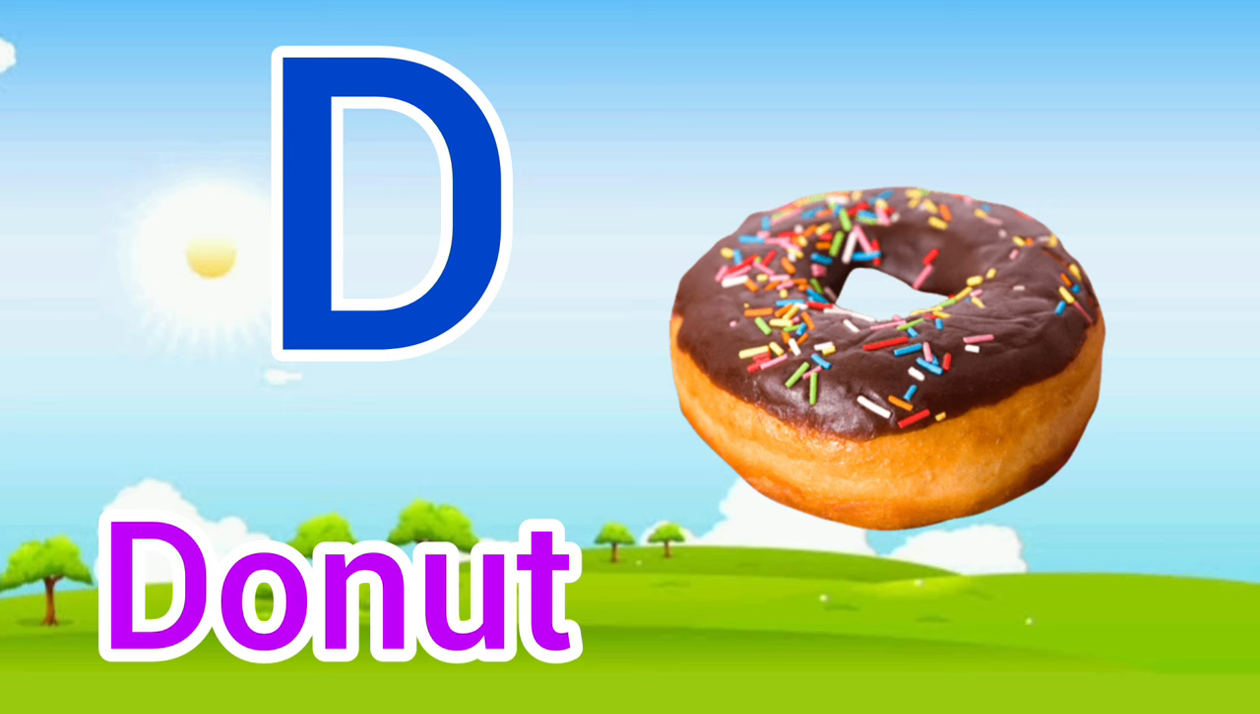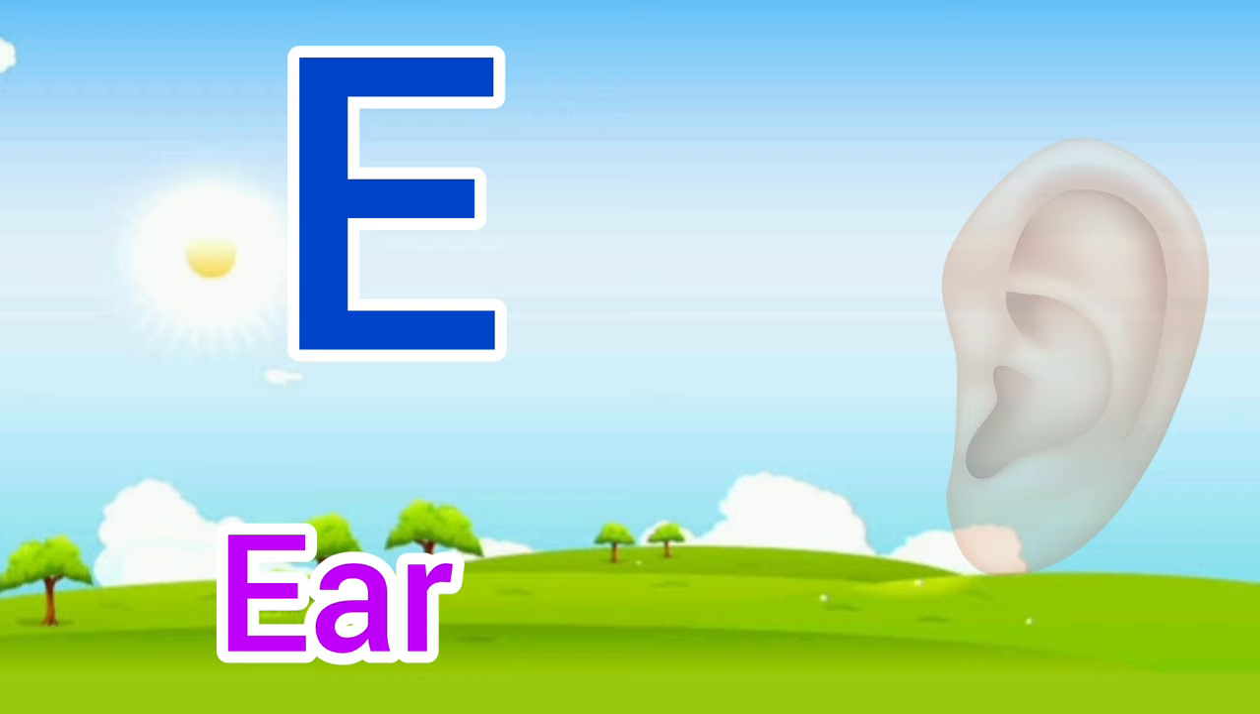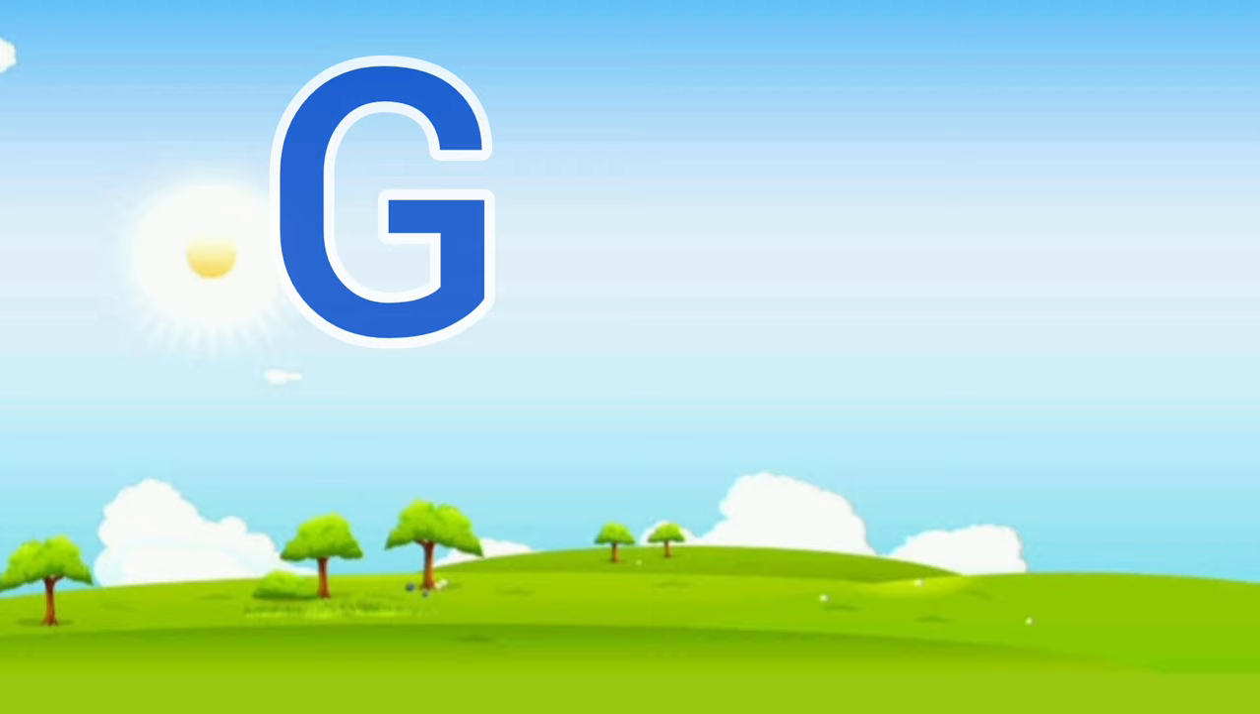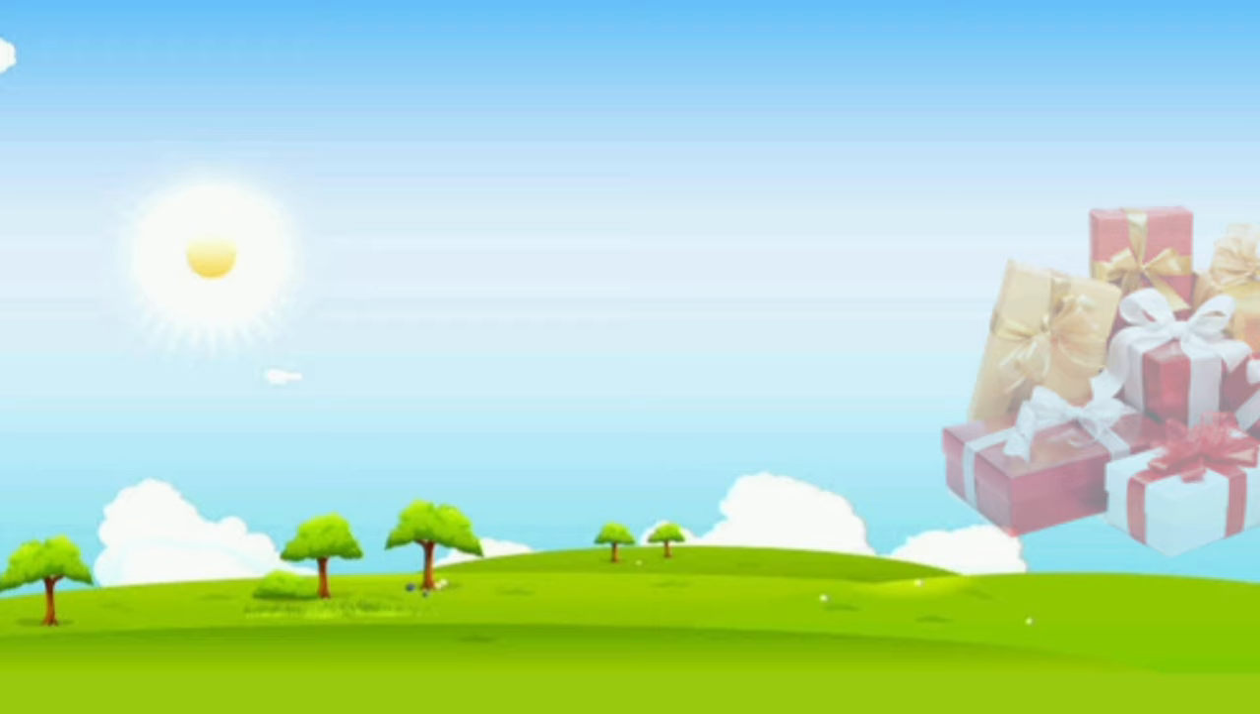E for ear. Ear means kaan. F for fan. Fan means pankha. G for gift. Gift means upahar. H for hen. Hen means murgi.